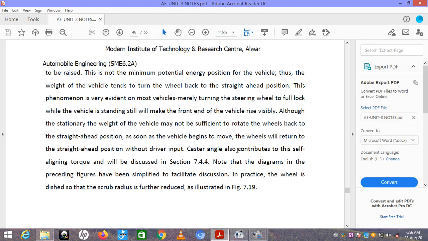In practice, the wheel is dished so that the scrub radius is further reduced.